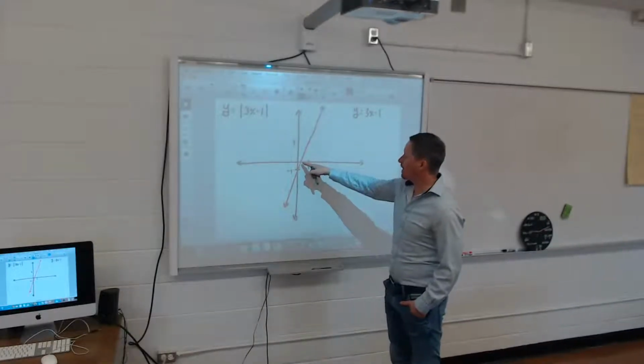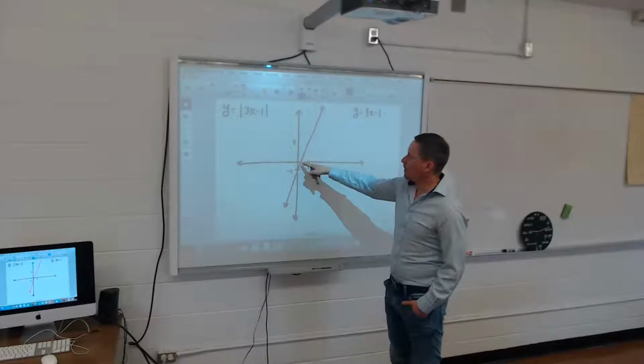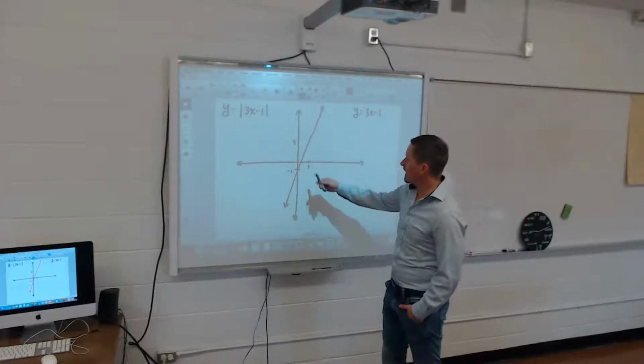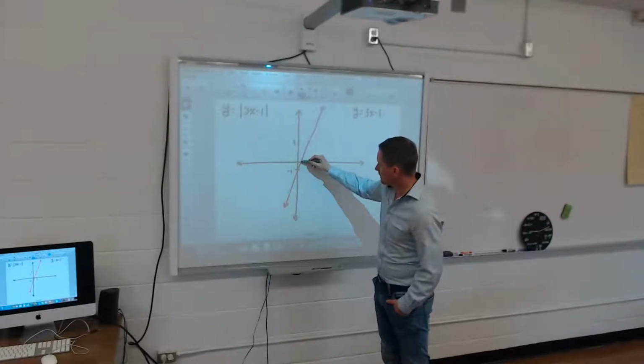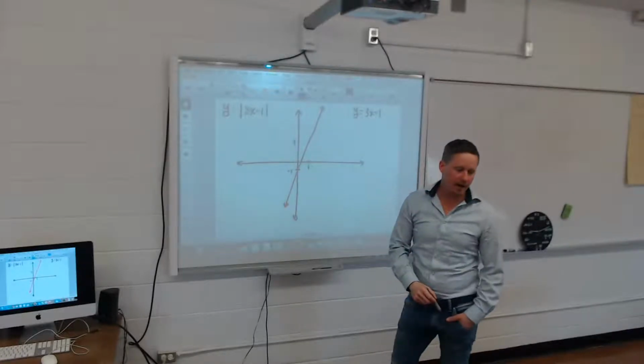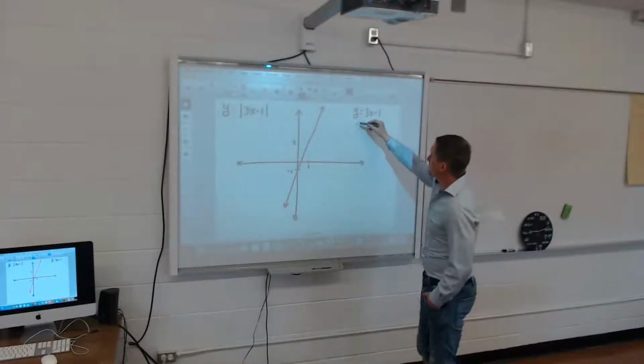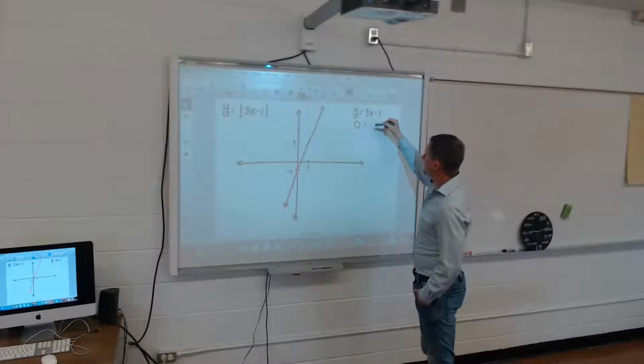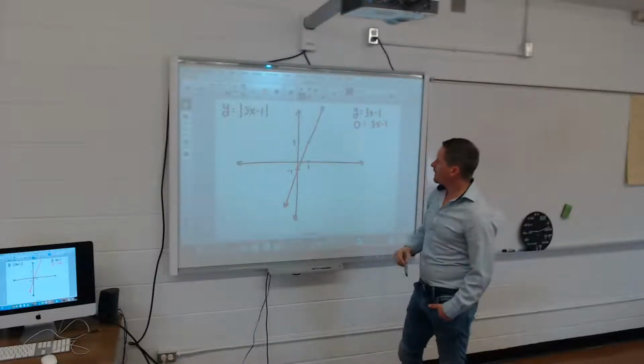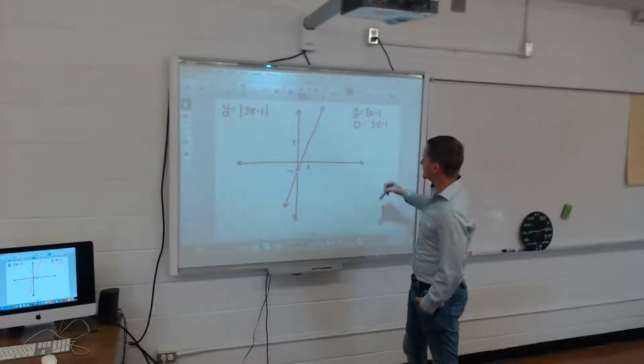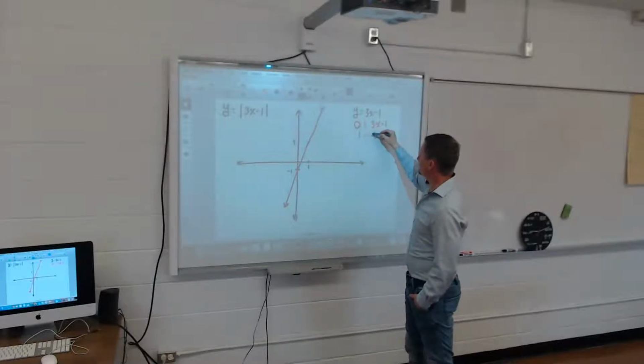All right, I want to find out what the x-intercept is. That's right here. That's the coordinate I want to find out. So I put 0 in here for y, because y is 0 along this axis. I add 1. I divide by 3.